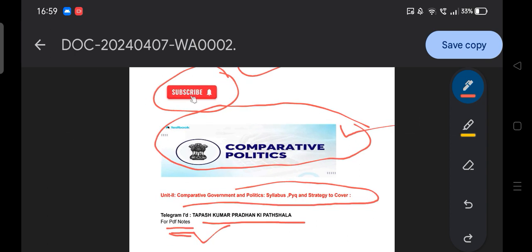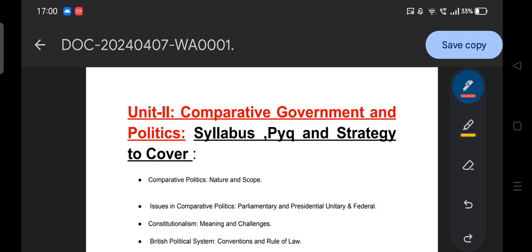On this note, let's start today's discussion, that is the syllabus, previous year questions and strategy to cover. So without delay, let's start. Dear learners, we are here for this unit, comparative government and politics. We'll discuss the syllabus, previous year questions, and strategy to cover this unit, because it's a very scoring unit and important for our examination. If you are well prepared with this unit, then no one is going to defeat you in examinations. That we can assure you here.